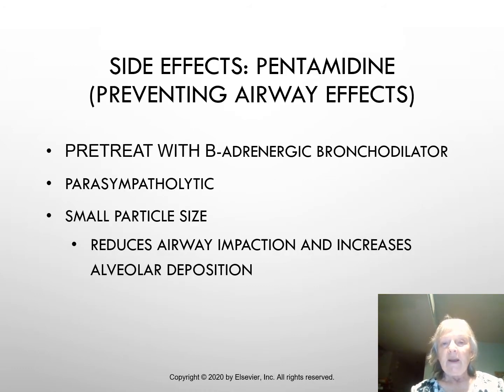So pre-treating with a beta-adrenergic, as I said, you have to give them something to prevent the bronchoconstriction. You can also use a parasympatholytic. Remember, Atrovent is one of them. Very few, if any, cardiac effects, but it also blocks bronchoconstriction, so you can use it for that. And then the particles are very small, which reduces airway impaction and increases alveolar deposition. When we talk about therapeutics, we're going to talk about particle size with our drugs, and this will make a little more sense.